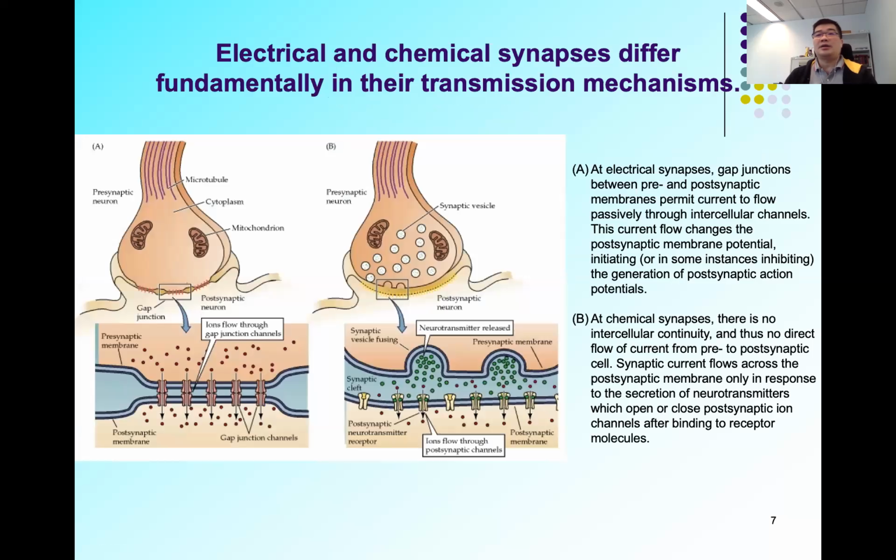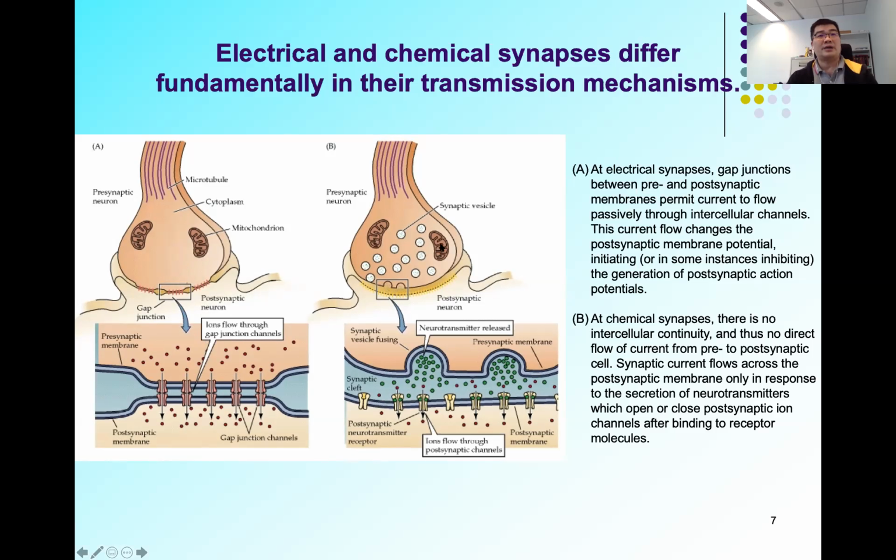They are quite different, as you can see. In the electrical synapse, there's a gap junction in between, which allows the current to pass through. They are very close together, almost touching, but there's a small gap, the so-called gap junctions, that allow the ions to pass through.